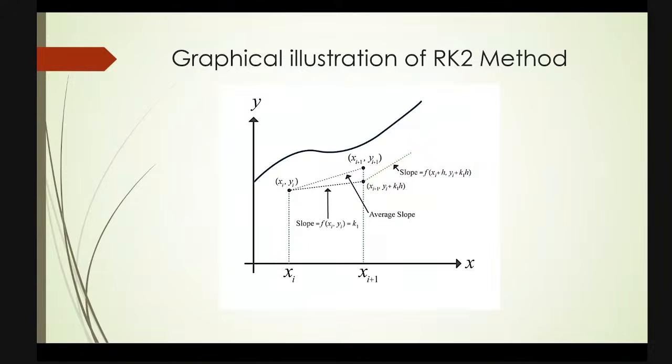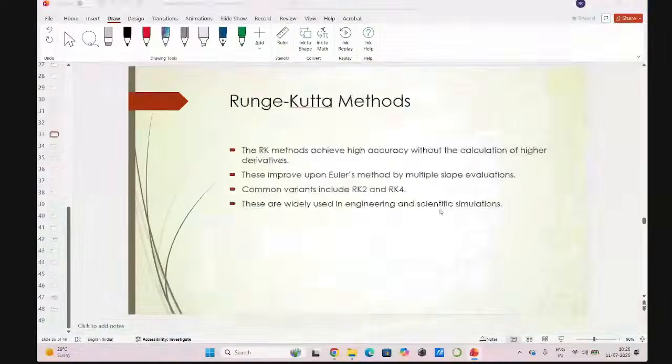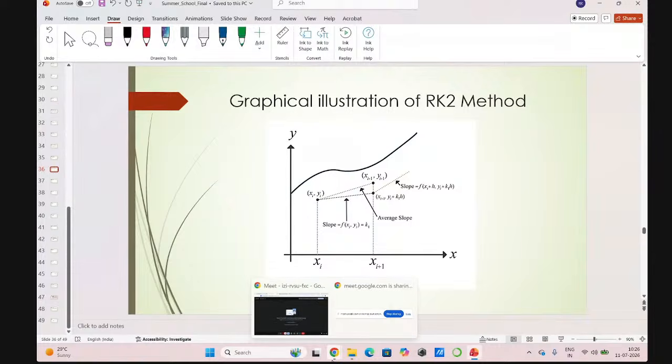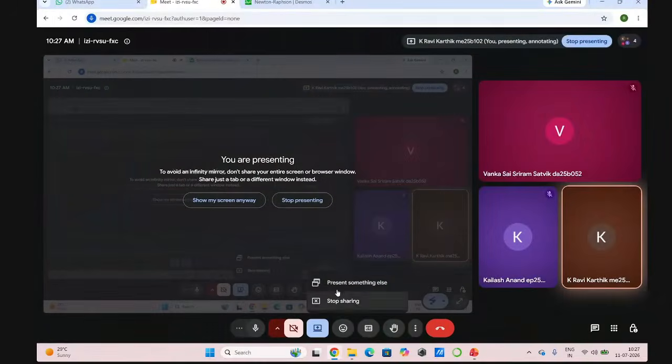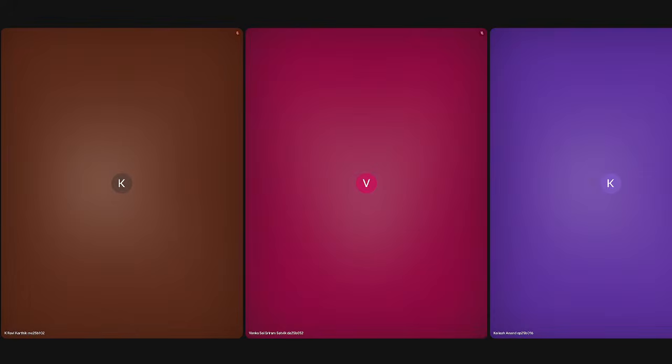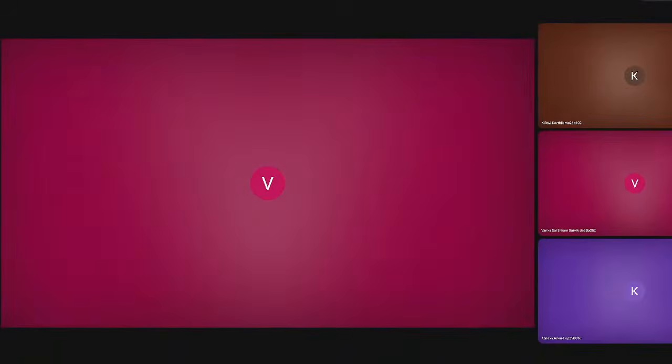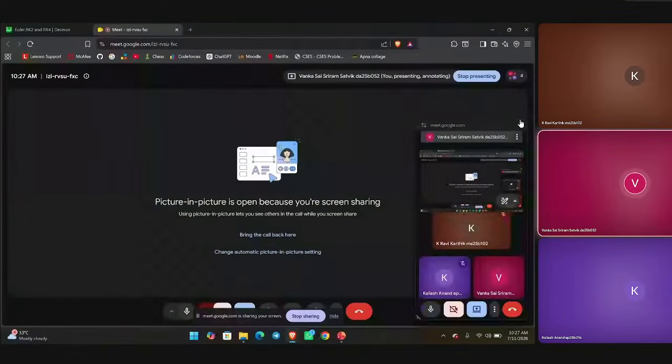Now that we have understood how this RK2 method works, let us quickly go through an example which will be taken up by Satvik. Yeah, let's go through an example.